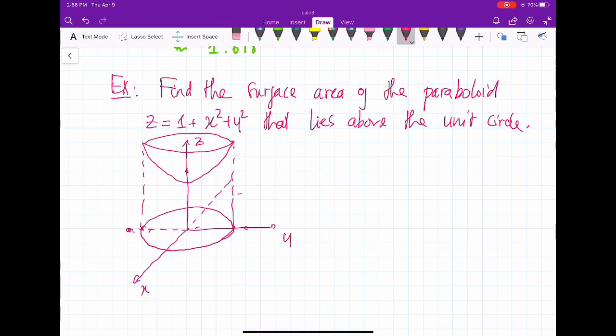To finish this section, let's solve one problem with polar coordinates. In this example, they ask us to find the surface area of the parabola z equal to 1 plus x squared plus y squared. It is right here. That lies above the unit circle. So here's the unit circle. This is -1, this is 1, this is 1, this is -1. So they ask us to find the area of this surface.